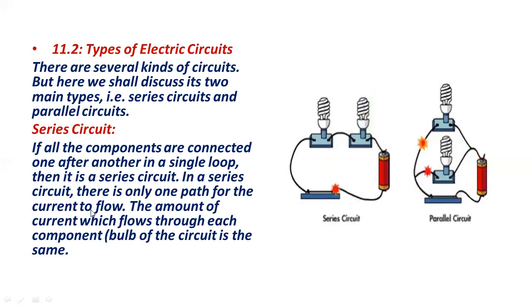In a series circuit, there is only one path for the current to flow, and the amount of current which flows through each component, meaning each bulb of the circuit, is the same. You can see the amount of current which flows through this single loop will be the same for this bulb and the same for this bulb.